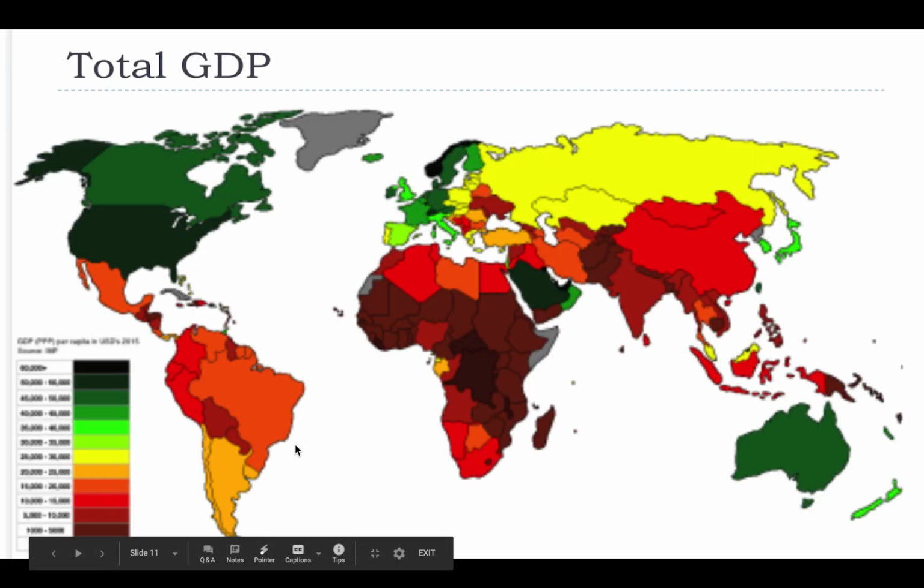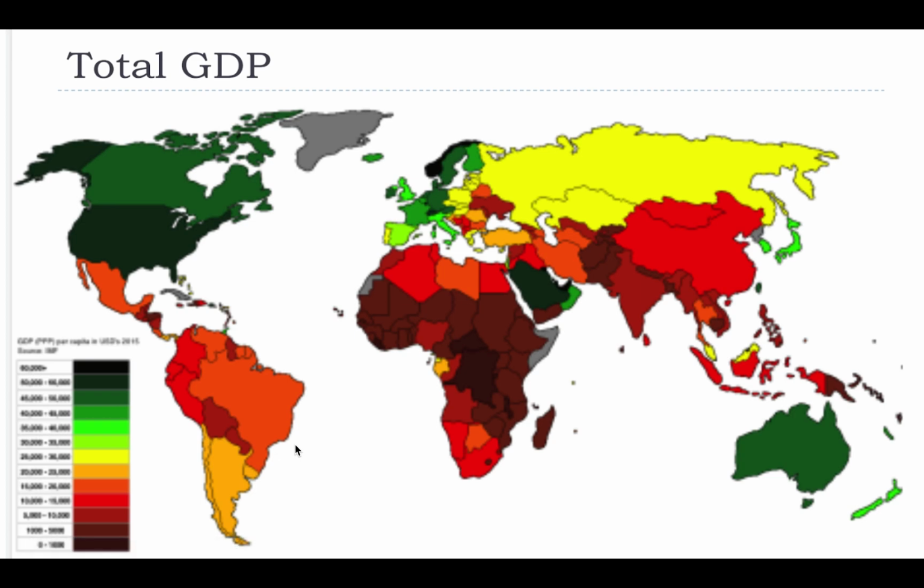Here we look at the distribution of GDP in the world, so we can see GDP is highest in North America as well as Saudi Arabia. And then this map is a little bit, I'm not sure the year, but the second highest GDP in 2020 is actually China.